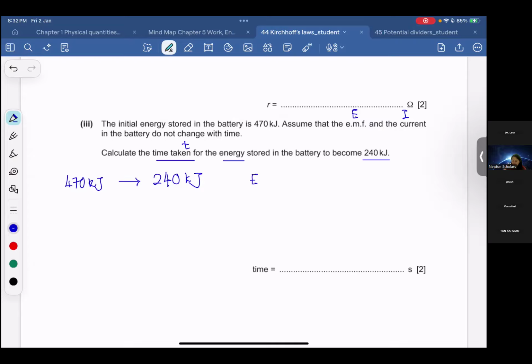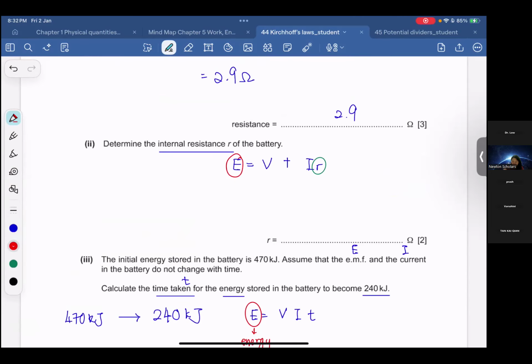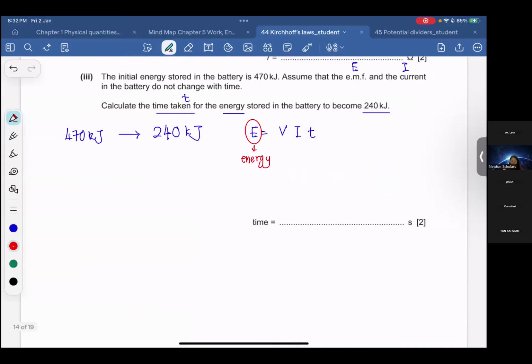So here the energy formula is VIt. If not mistaken, we did this kind of question last week. I remember. Okay, can you try? For this one, E, dear, you will be confused if you are not very familiar with the formula. This E is called energy. It's not EMF. Just now, this E was called EMF. So you have to know, okay? Can you try? What value for the E should you put into the formula?